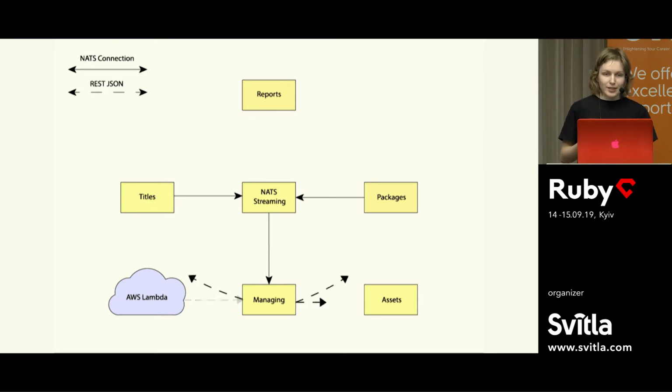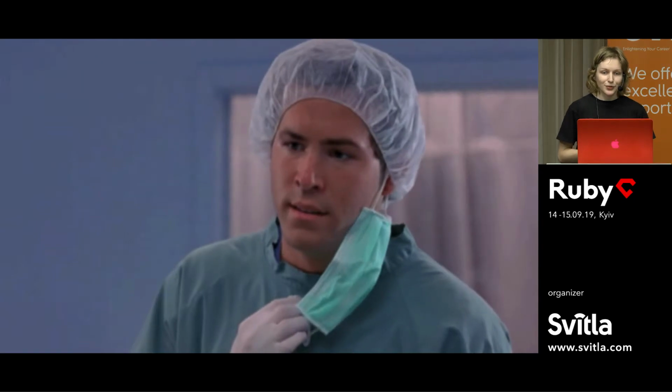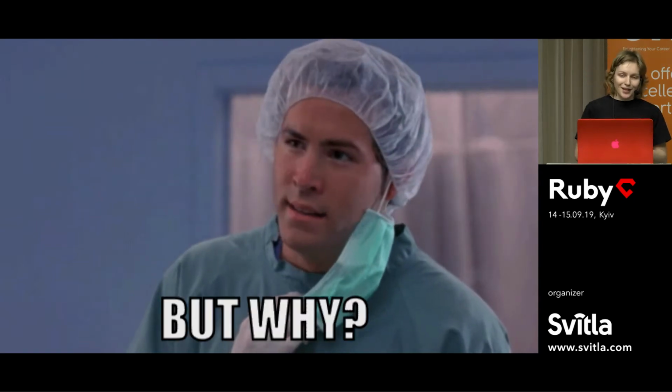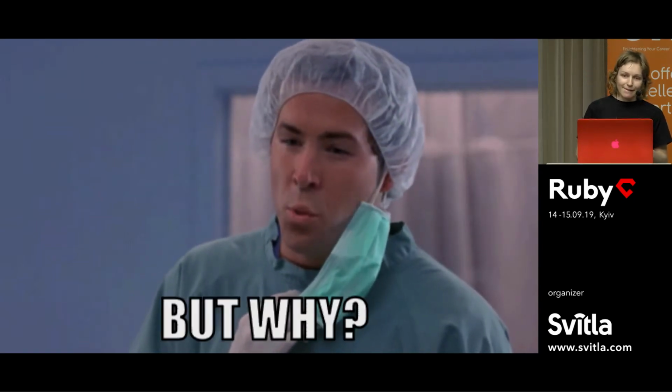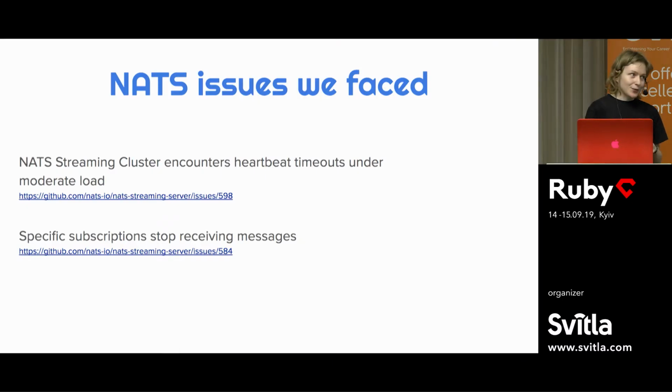And at some point, we decided we need to migrate. You might want to ask why? What's wrong with this one? We faced a few issues with NATS. So the first one is, even with moderate load, by the way, this system wasn't even in production at this point, and we generated about 300 events per day. But even with this kind of moderate load, NATS already started to behave weirdly.